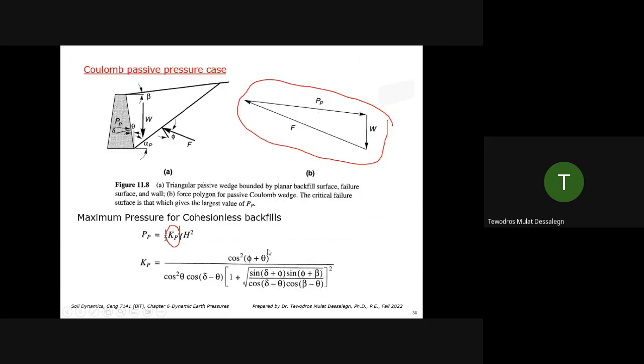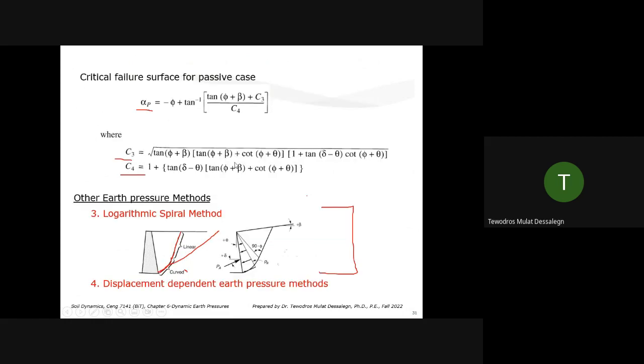So this is just a review of the static approaches for the passive and active case. And for other earth pressure methods like the logarithmic spiral method, you have a more complicated failure surface, a curved surface around the bottom, and a linear surface around the top. But the analysis is also more complicated, so it has limited application for practical use. Commonly, we use the Rankine and Coulomb theories.